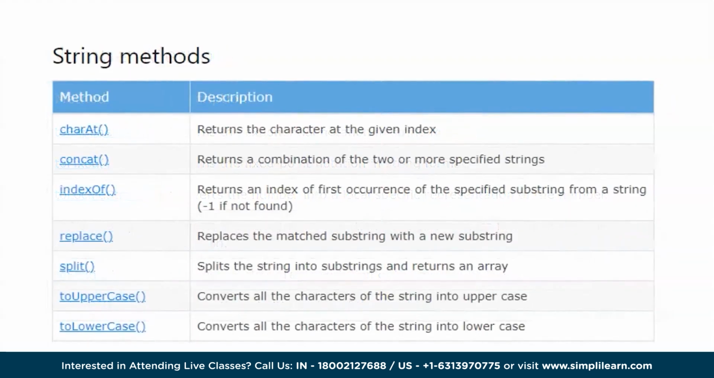The different string methods in TypeScript are: method charAt returns the character at the given index. Concat returns the combination of two or more specified strings. IndexOf returns an index of the first occurrence of the specified substring from a string, and -1 if not found. The method replace replaces the matched substring with a new substring. And the method split splits the string into substrings and returns an array. ToUpperCase converts all the characters of the string into uppercase. ToLowerCase converts all the characters of the string into lowercase.